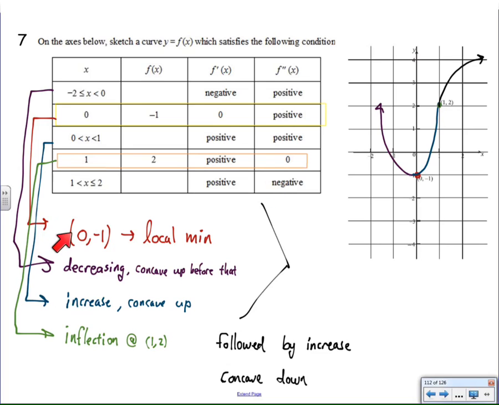So again, what I did is I took each statement and turned it into language related to descriptors of curves, and I'm looking at concavity and increase or decrease, and that's how I was able to put together all of these pieces. There's a stationary point here, an inflection point here, concave up the whole way until we get to (1, 2), then it's concave down the rest of the way after that.